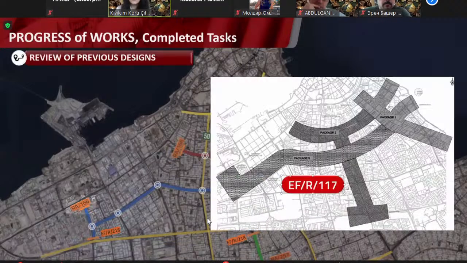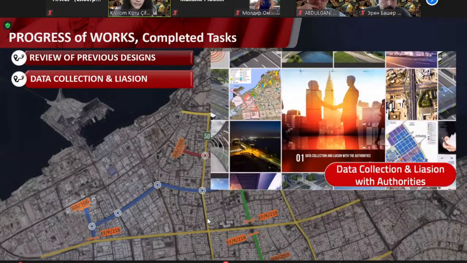First, we reviewed previous designs because it was tendered before us, and a couple of consultants had worked in the area. So we reviewed the existing designs. We started data collection and liaison with the authorities. In Kuwait, there are plenty of authorities that control and need to approve projects, for instance, utilities and land users.